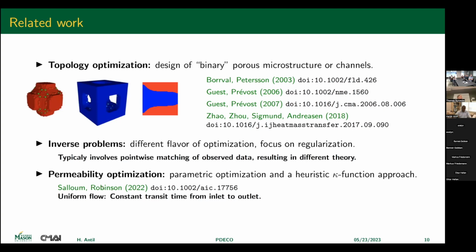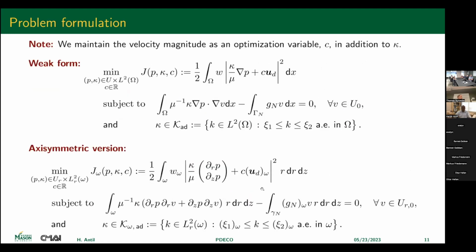For this permeability optimization, there has been some work by our collaborators previously, but it was not very mathematical. And so the goal is to develop a whole mathematical theory around this work, and motivated by this mathematical theory, we come up with new sorts of experiments. So here is our problem now in its full glory. We try to minimize the objective function J. The optimization variables are pressure, kappa, the permeability, and we also have another optimization variable, which is the magnitude of the velocity, C, but I will not talk too much about it.